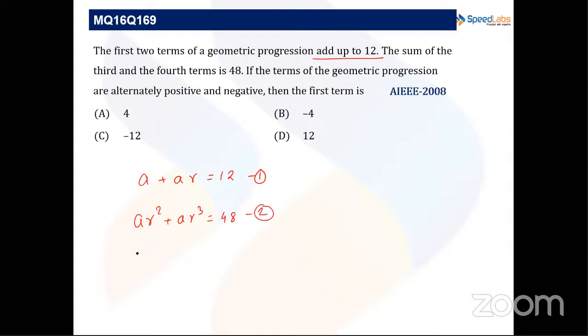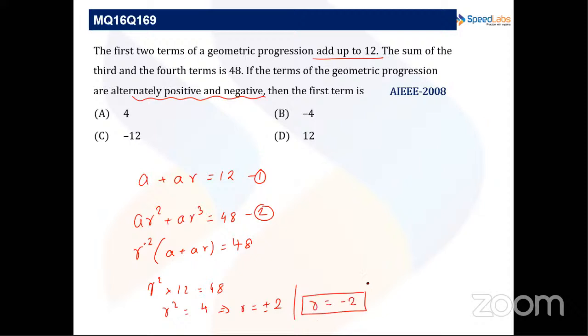This is question 2. So simply, R square we can take out, A plus AR equals 48. So A plus AR is 12, so R square into 12 equals 48. From this, R square equals 4, so R can be plus or minus 2. But it is given that they are alternately positive and negative. That means R is minus 2.